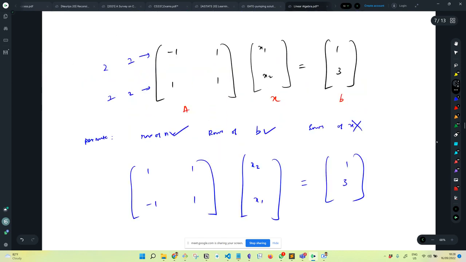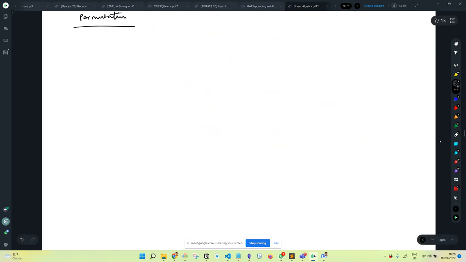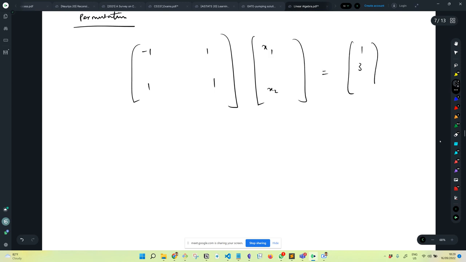Permutation, right? So now you are given a system of linear equations. Let me take this system: the matrix with rows minus 1, 1 and 1, 1, times x1, x2, equals 1, 3. This is the system I have. What are the equations corresponding to the system? Minus x1 plus x2 equals 1, and x1 plus x2 equals 3, right?